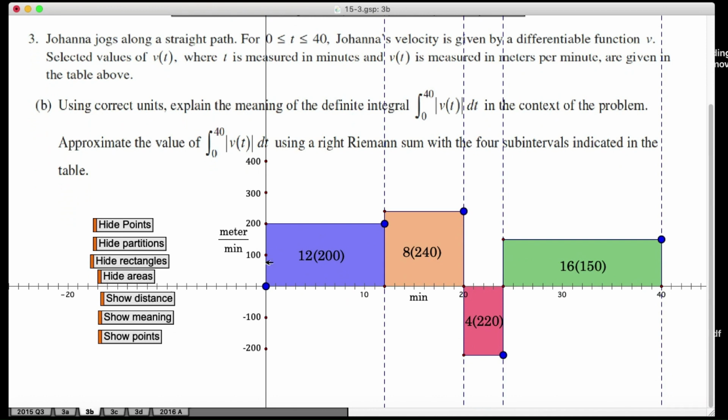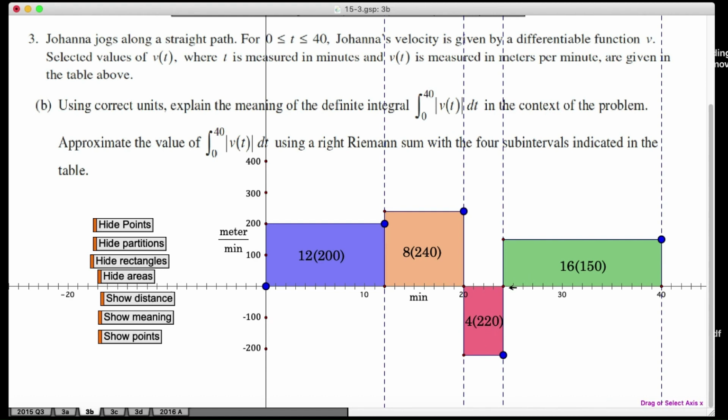So now, the area of the rectangle, this would be 12. The height is 200. So I just multiply those. And this one here, going from here to here, from 12 to 20 is 8. And the height was 240. This one goes from 20 to 24. And the height, it goes down to minus 220. But these are areas. And that's what the definite integral of the absolute value means. It means it has to be positive. So therefore, we make it just the area of this rectangle, which is 4 times 220.